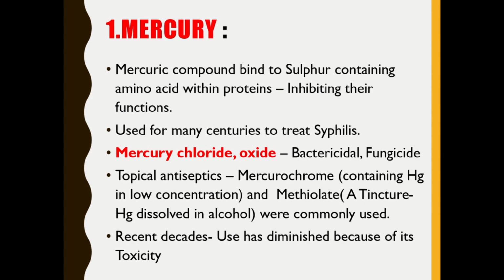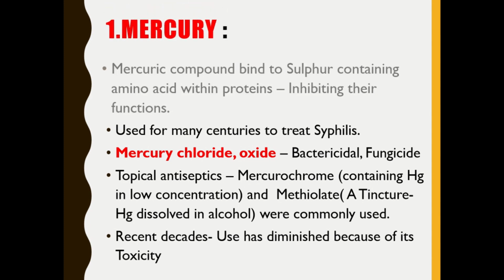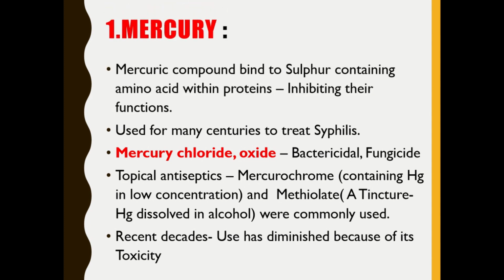First, we'll see about mercury. The mercury compounds act by binding to the sulfur-containing amino acids within proteins and inhibiting their function. So they interfere with proteins, mainly those containing sulfur-containing amino acids. They were used for many centuries to treat syphilis. In the earlier period, they were used for treating syphilis.